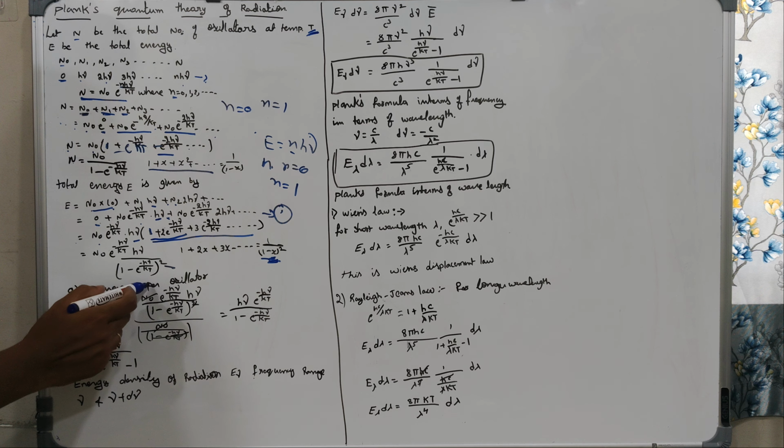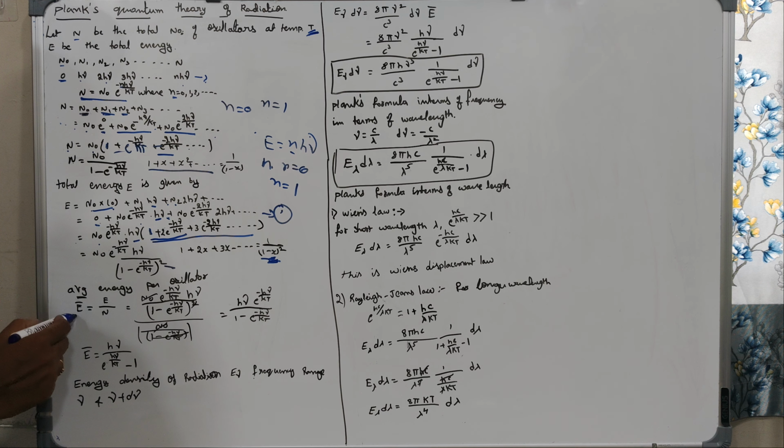So the average energy per oscillator is given as E bar. The average energy is given as the total energy divided by the number of oscillators.